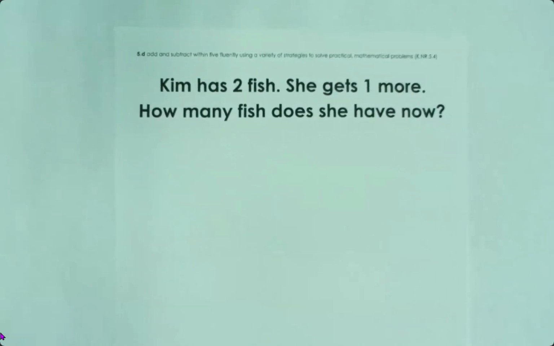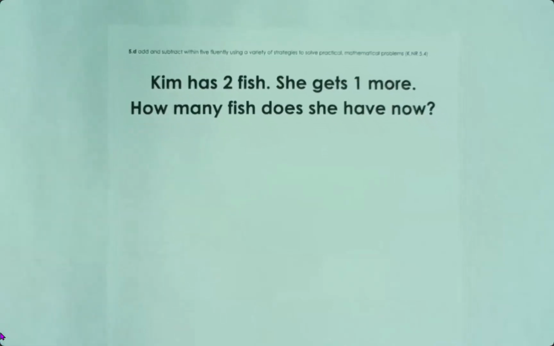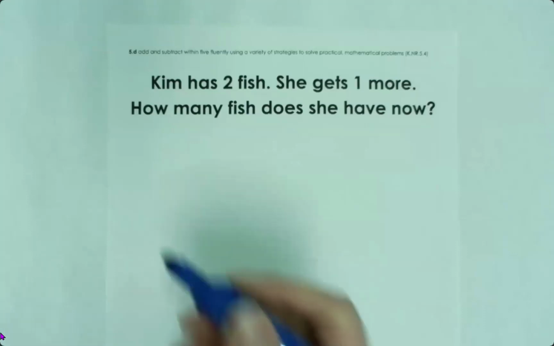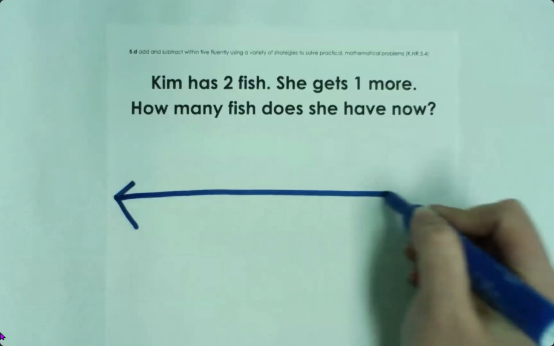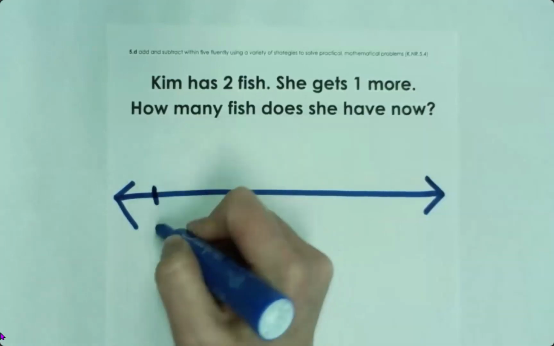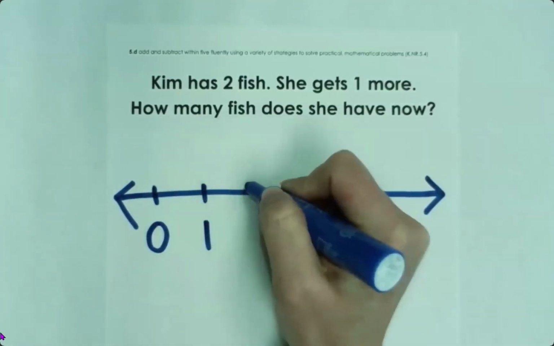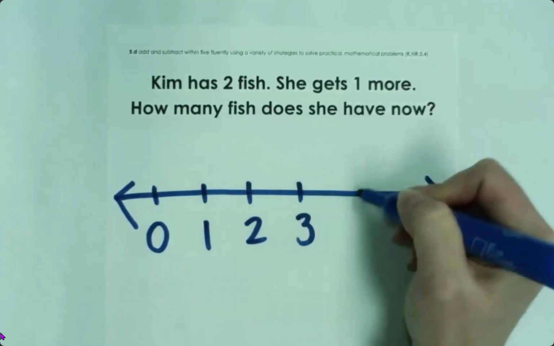You may want to go ahead and have printed off for students a pre-labeled number line from 0 to 5. I think this would help students so that they're not having to partition the line equally and label it. We just want them to have practice working on the number line. So I'm going to go ahead and draw my number line from 0 to 5.